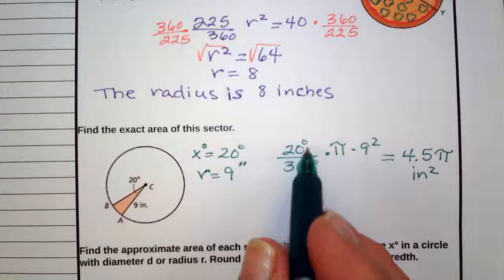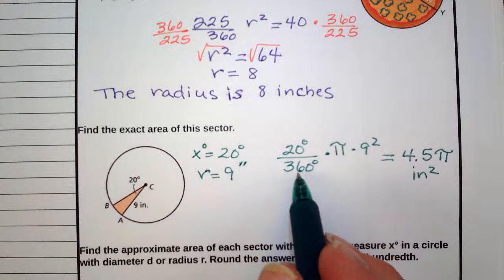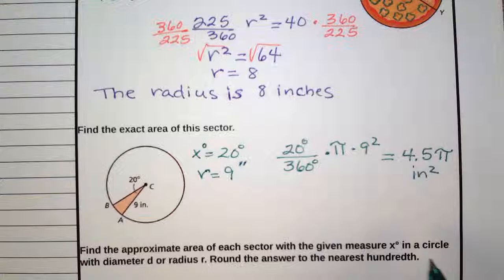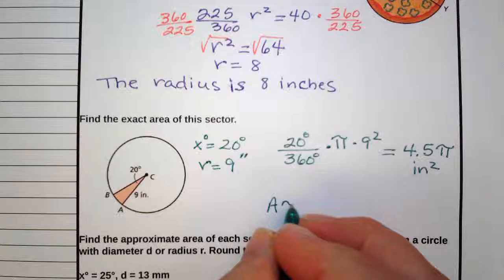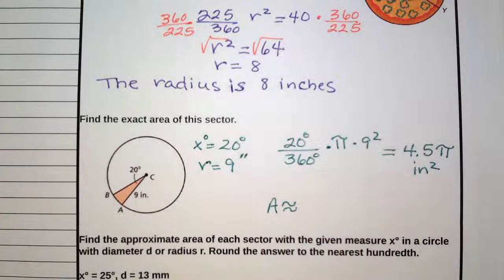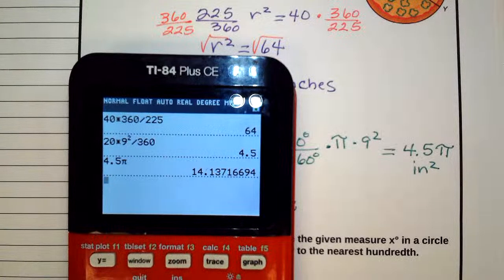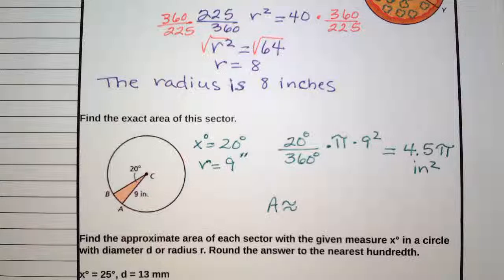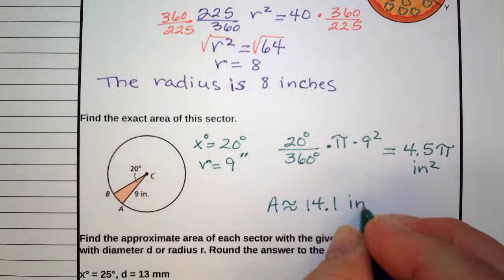This is the amount of degrees out of the total degrees that you're finding, that fraction of the circle. Pi r squared is the area of the whole circle. So if I want my area approximately, I'll take that 4.5 and put the pi with it, 14.1. That would be inches squared.